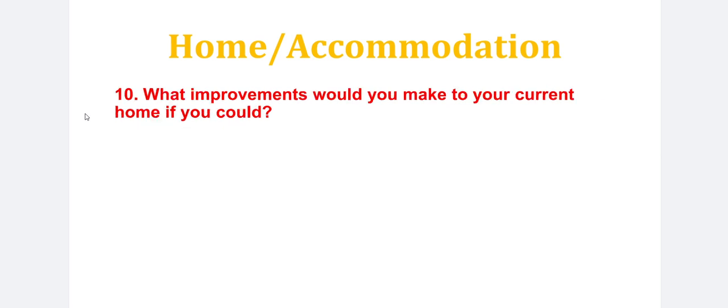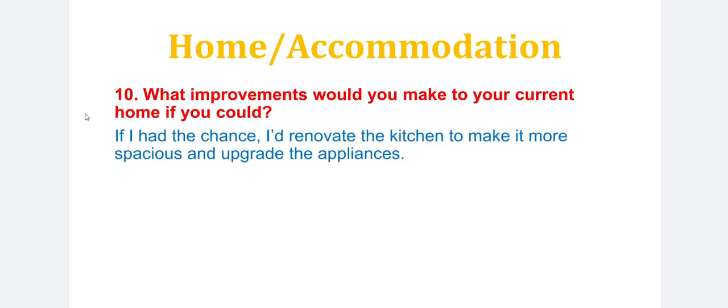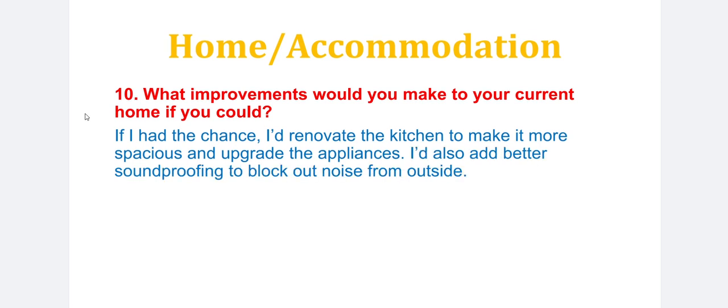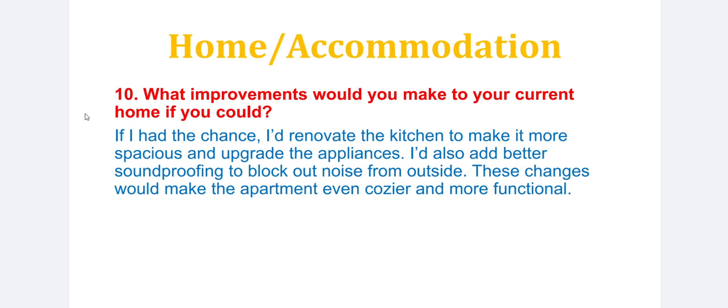What improvements would you make to your current home if you could? Now the examiner is asking us about our suggestions to improve my current home. Basically, what I don't like, if I have told something that I can improve on, I would do that. If I had the chance, I'd renovate the kitchen to make it more spacious and upgrade the appliances. I'd also add better soundproofing to block out noise from outside. These changes would make the apartment even cozier and more functional.